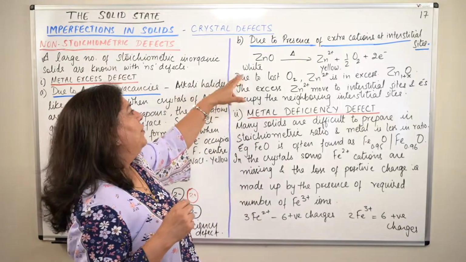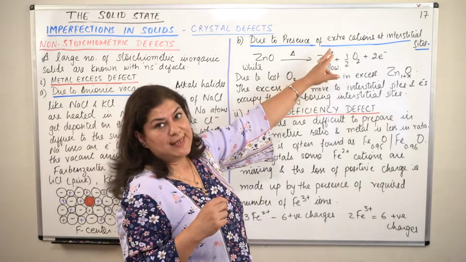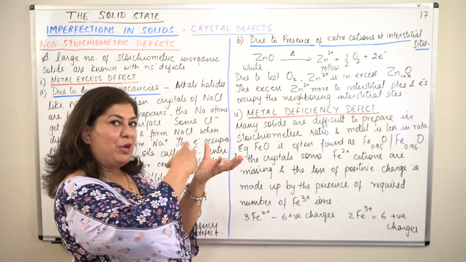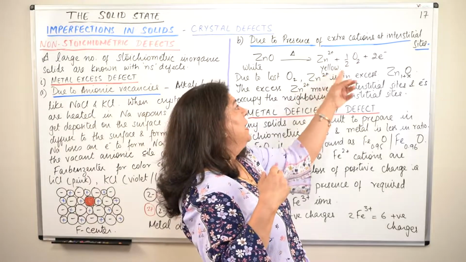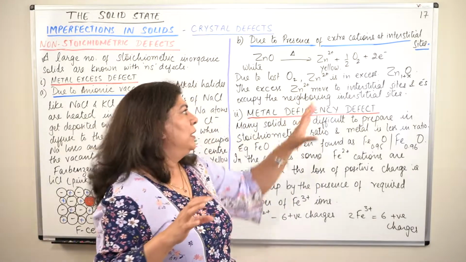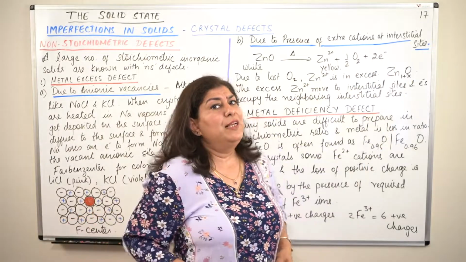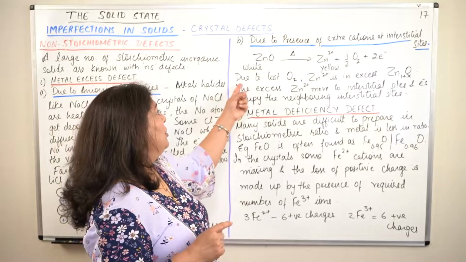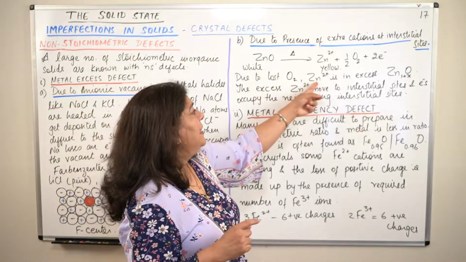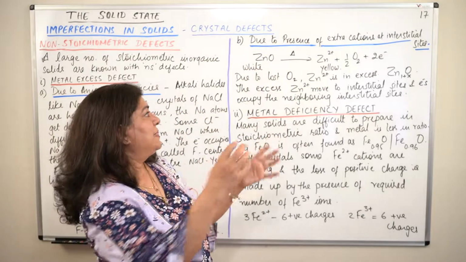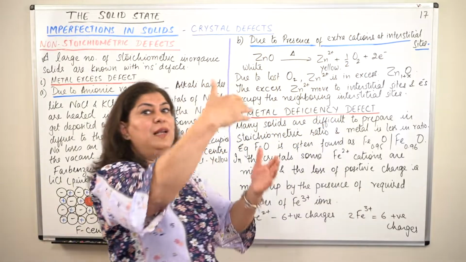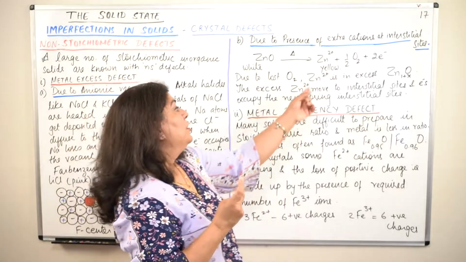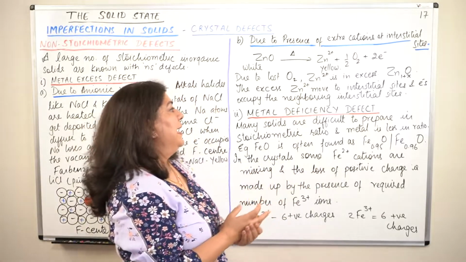So, let me now read it. Zinc oxide on heating gives Zn2+. Zinc oxide, which was white in color, when oxygen leaves with 2 electrons, results in a yellow color. It is these two electrons which are going to impart the yellow color to it. So due to lost oxygen, Zn2+ now is in excess, because this oxygen will just evaporate, it will go away because it's a gas, it will not stay in the crystal. So Zn2+ becomes in excess.